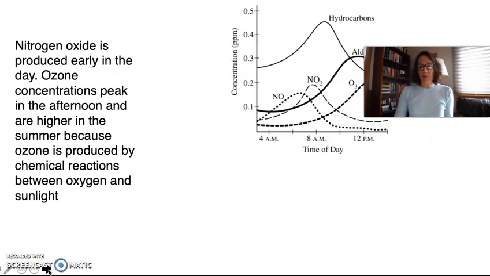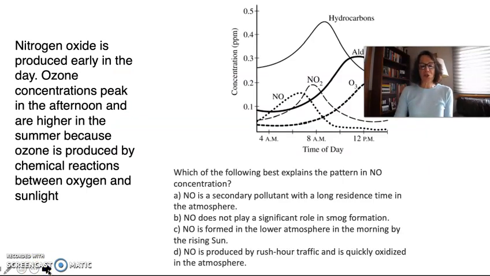So we're going to look at a couple example questions. I'm going to do 2 multiple choice. I think I have 2 of them here with you together. And then I'm going to leave you with a short FRQ prompt that you can write on your own. And then you can just stop the video before the answers display. So nitrogen oxide is produced early in the day. Ozone concentrations peak in the afternoon and are higher in the summer because ozone is produced by chemical reactions between oxygen and sunlight. Which of the following best explains the pattern of NO concentration? I'll give you a second to think about that one.